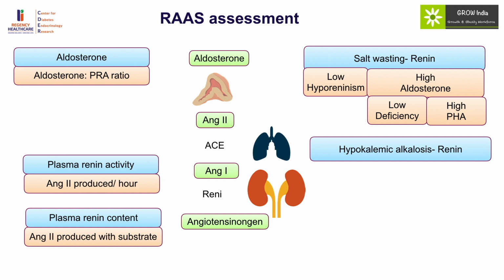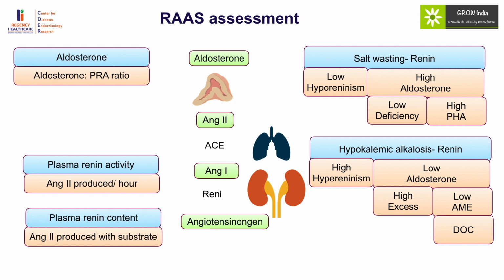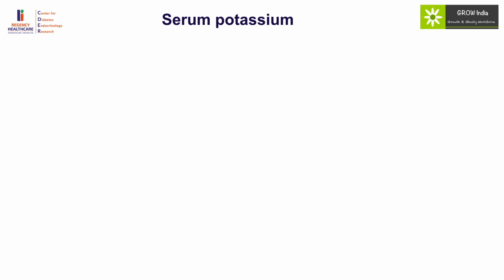In hypokalemic alkalosis, high renin suggests hyperreninism, typically in the setting of renal artery stenosis, while low renin should be evaluated using aldosterone levels, which if high are associated with true excess, while low indicates apparent mineralocorticoid excess, which should further be evaluated by the measurement of deoxycorticosterone level to evaluate for possibilities of ectopic ACTH or Cushing syndrome or CAH variants.